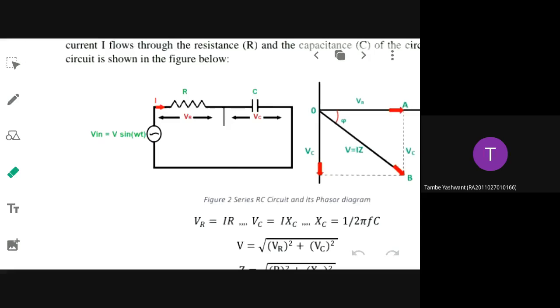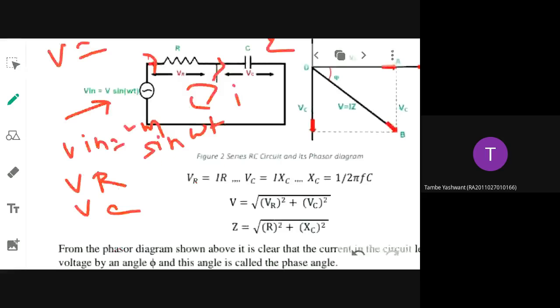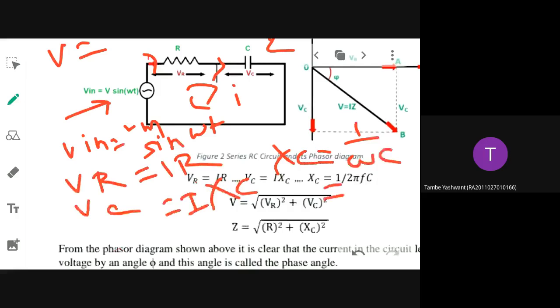Again, series combination, I is common to all the elements. Input voltage is Vin equal to Vm into sin omega t. Now what will be my VR, what will be my VC, what will be my total voltage, what will be my Z? This is my question. VR will be I into R. VC will be I into XC. What is XC? XC is equal to 1 by omega C, 1 by 2 pi FC.